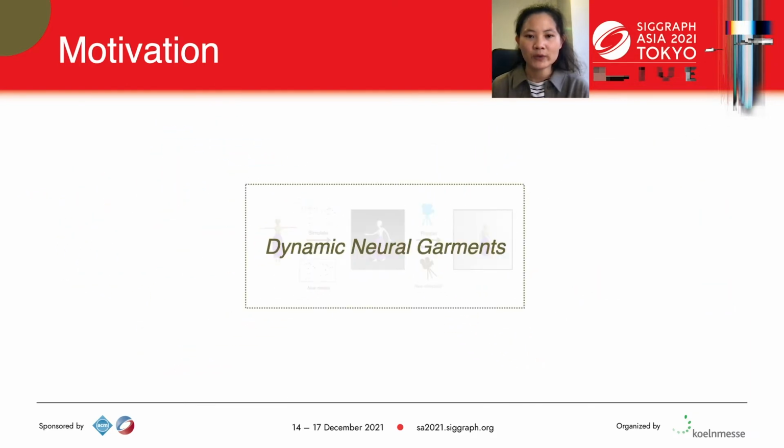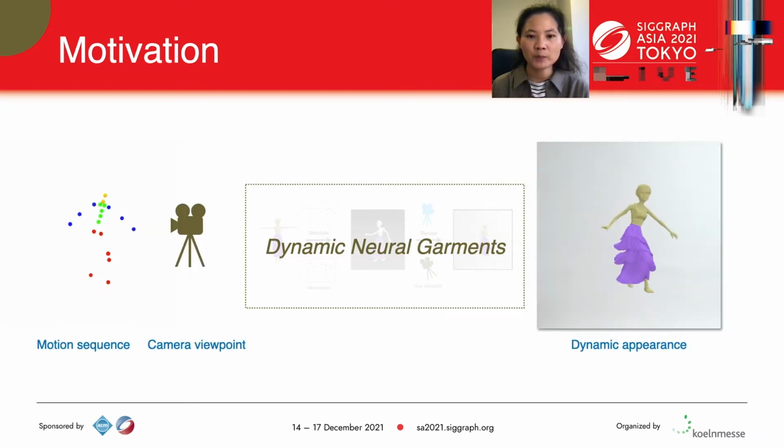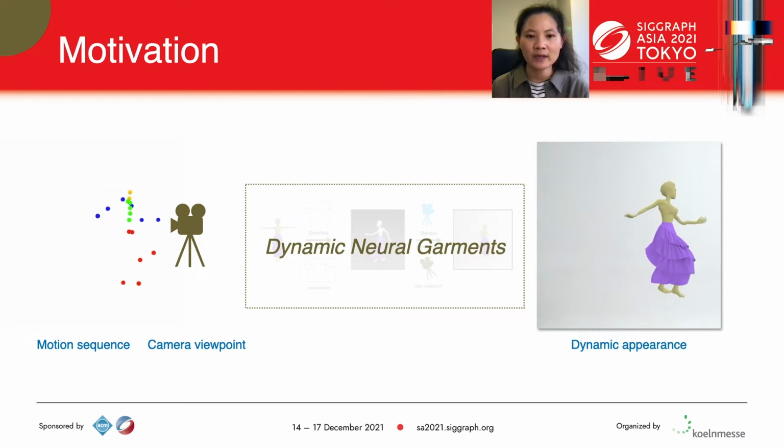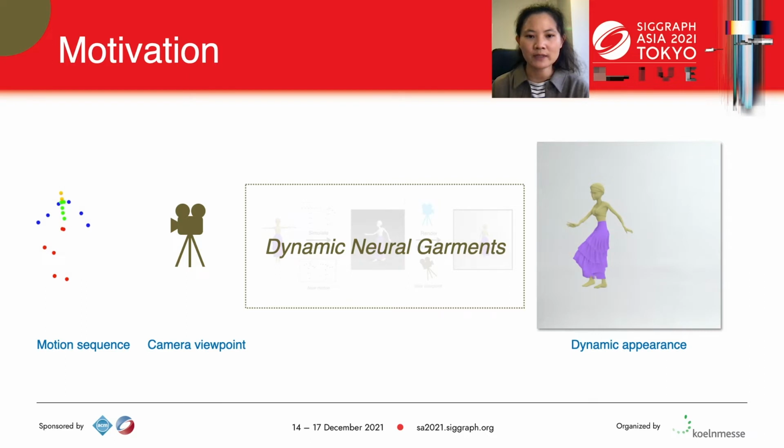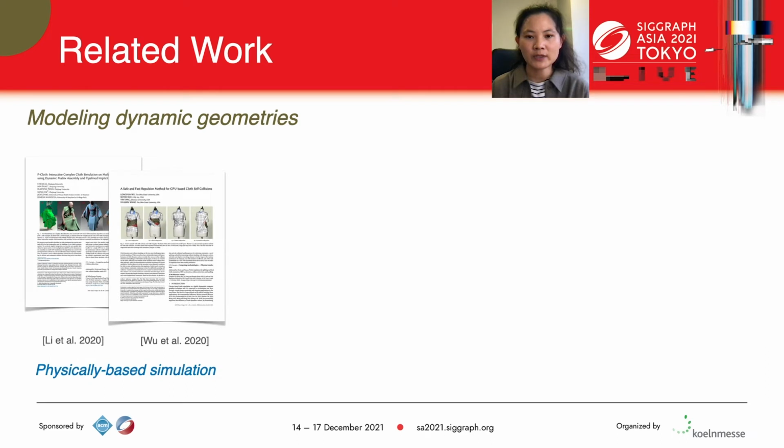In this work, we present a new method named Dynamic Neural Garments. With the input of body motion plus a camera viewpoint, our method directly estimates the dynamic appearance of the detailed garments and generates realistic image sequences. Physically based simulation provides an accurate way to model garment dynamics, while the computational efficiency still depends heavily on the complexity of garments they operate on.